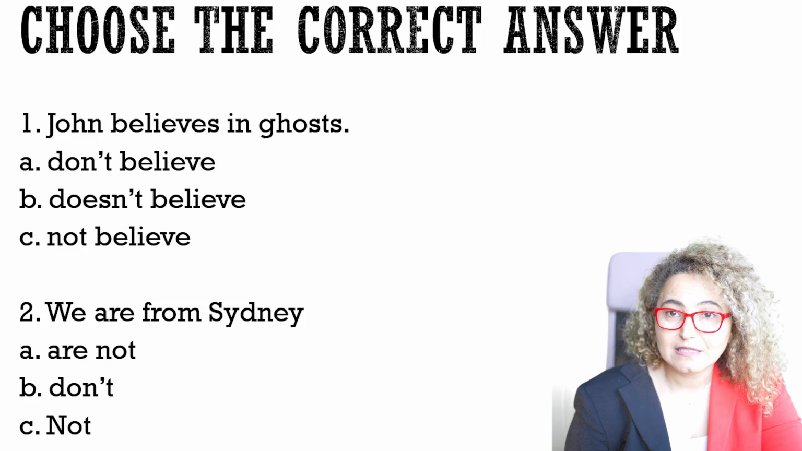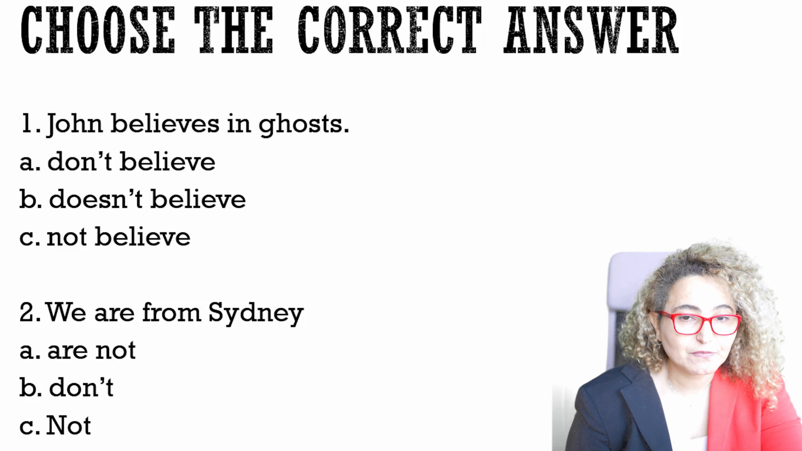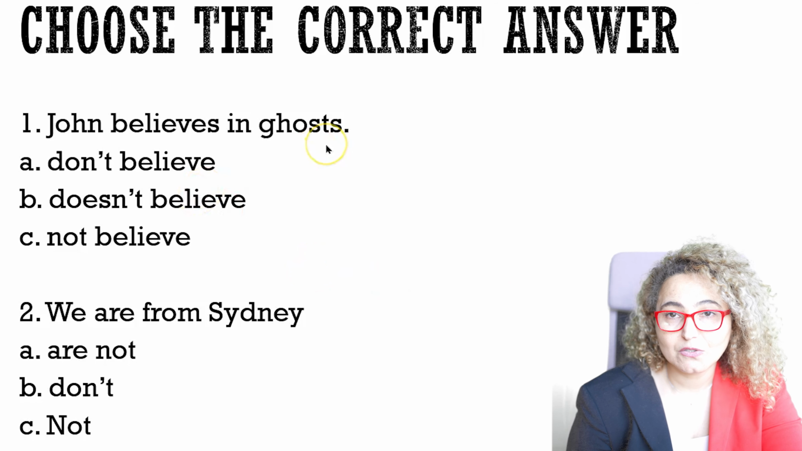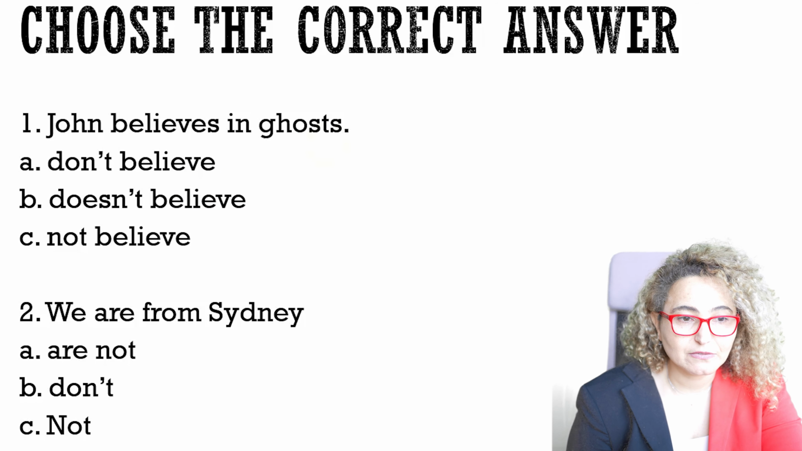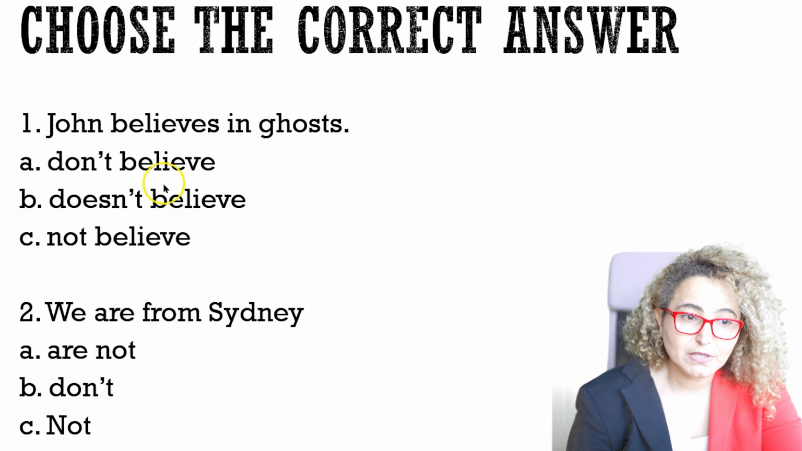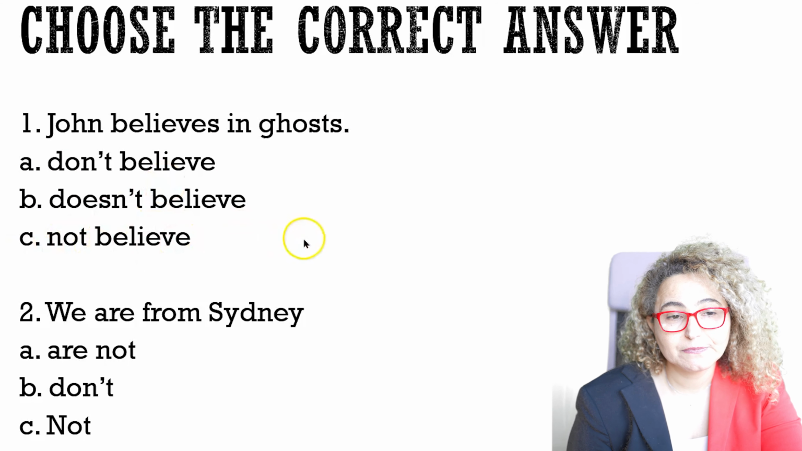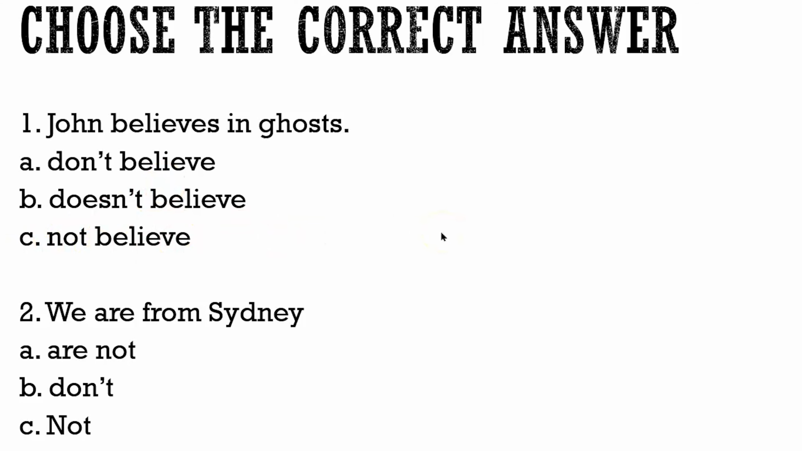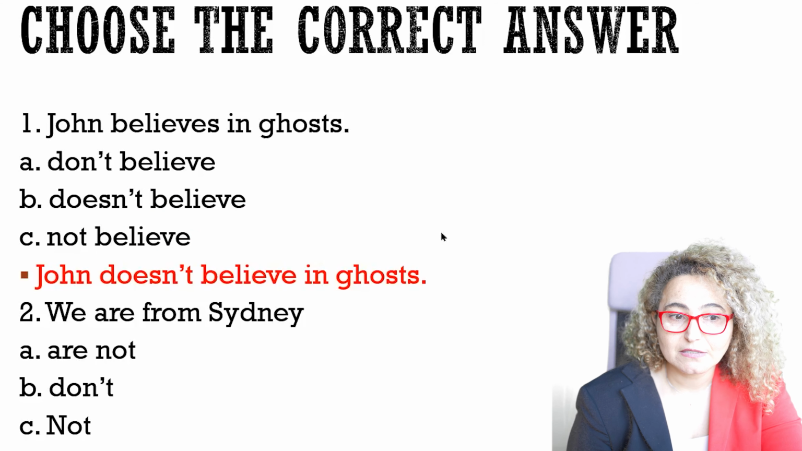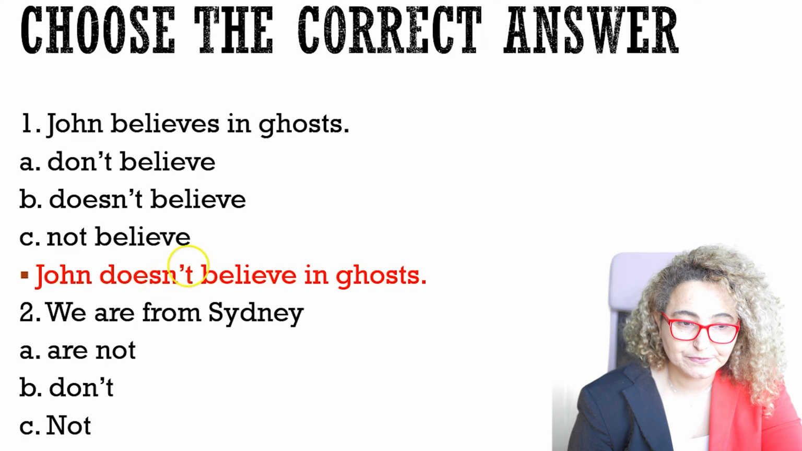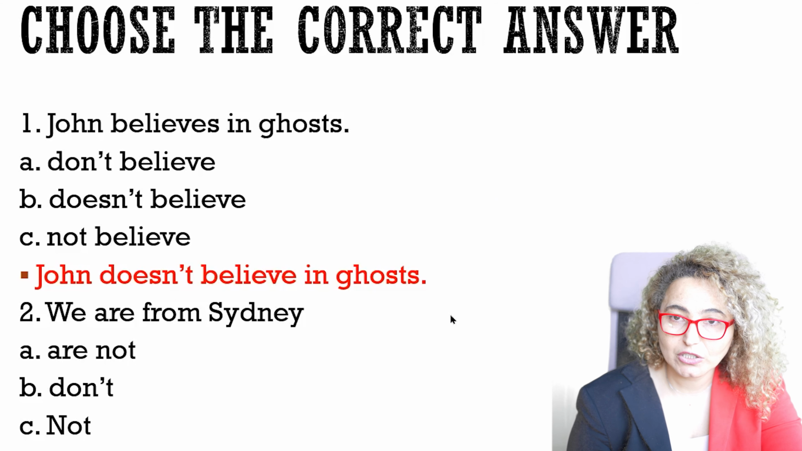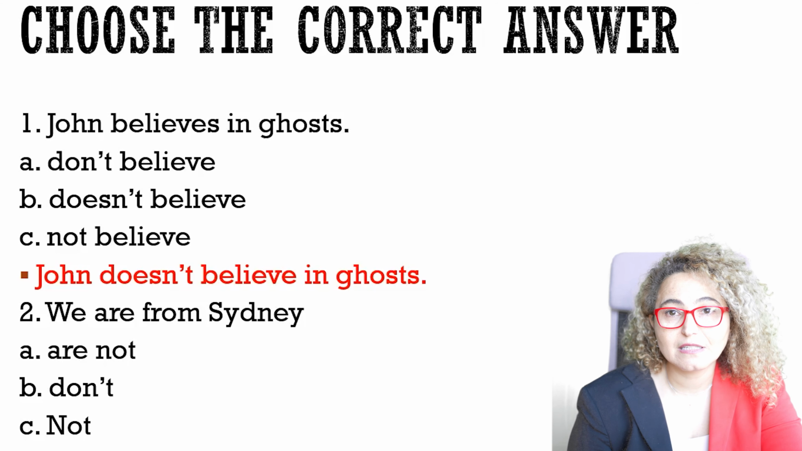Let's look at these sentences and try to choose the correct answer. After each sentence, I'll give you a second to think about what would be the correct answer. For example, John believes in ghosts. Now I want you to turn it into negative. What would it be? John don't believe, John doesn't believe, or not believe. The correct answer is John doesn't believe, because the pronoun for John is he. And with he, she, and it, we use does not or does.